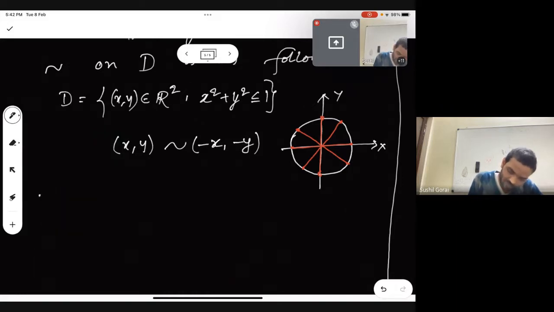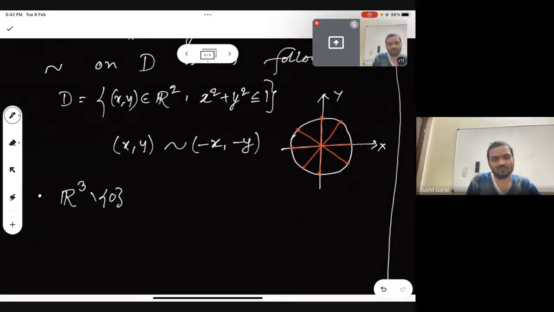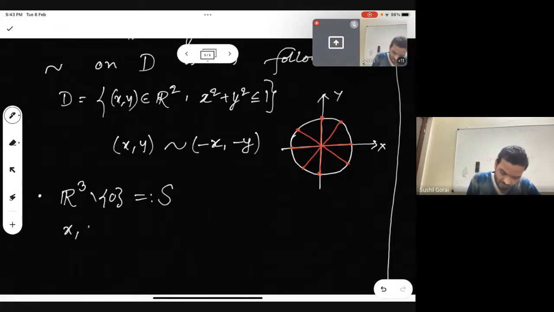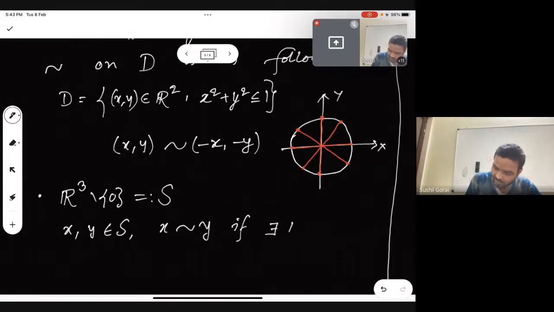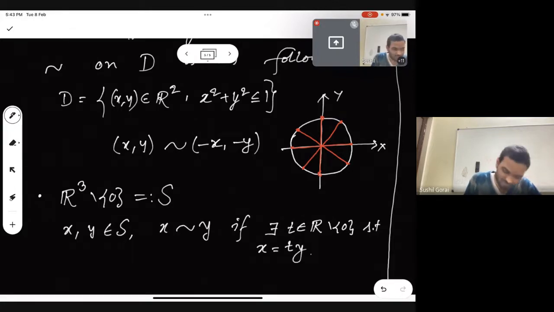Look at R3. The same thing again. Look at R3 minus the origin. Call this S, and take X, Y in S. X is identified with Y if there exists T in the real numbers minus the origin such that Y is equal to Tx.